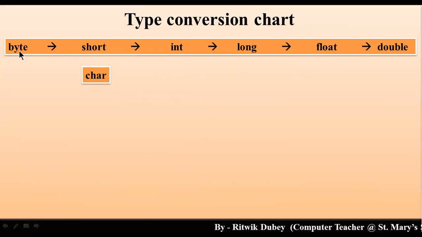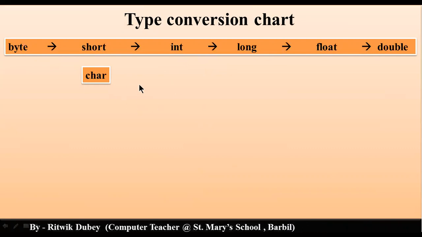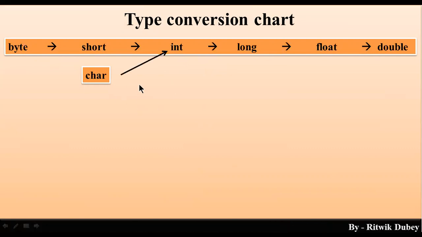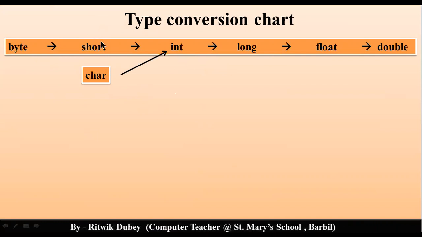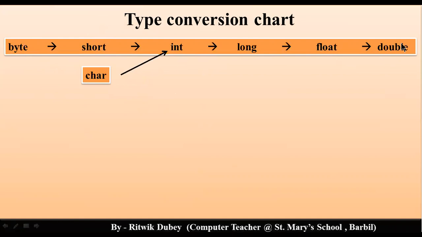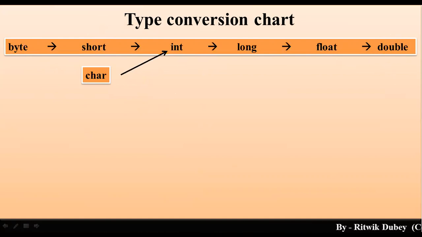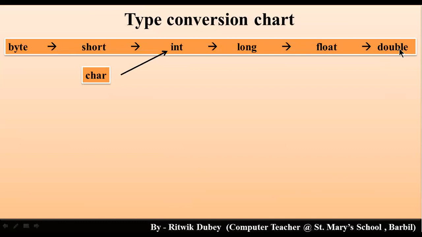Okay, so I have written byte, short, int, long, float, double, and char. Okay, and you can see the direction, char to int. Okay, now char and short both have the same precedence, same priority. Anyway, now see, the least precedence is of byte and the maximum precedence that has been given to the data type is double. Double has the maximum precedence. Okay, it has the maximum precedence.